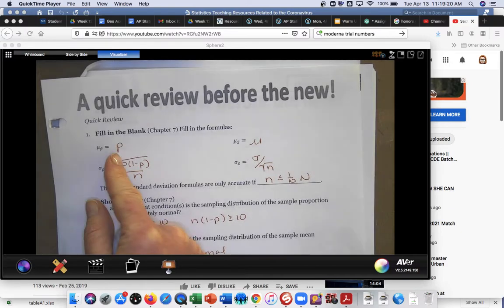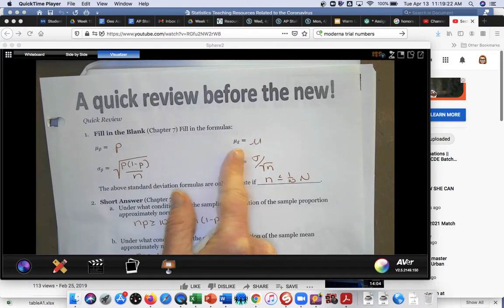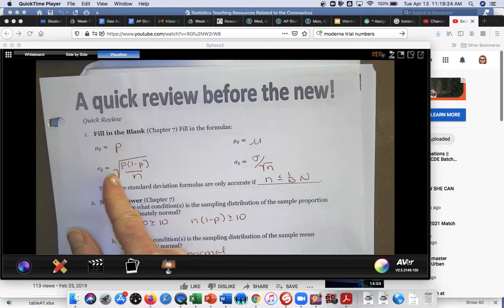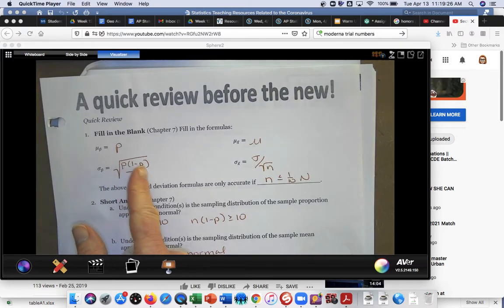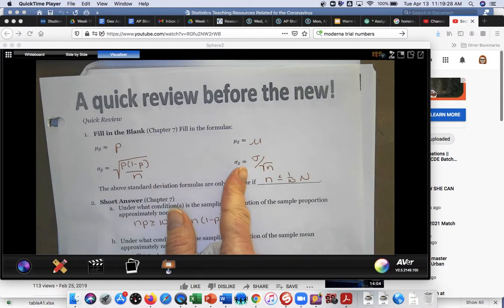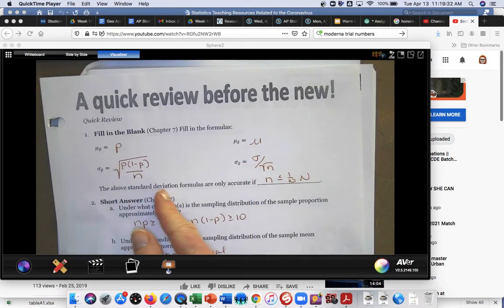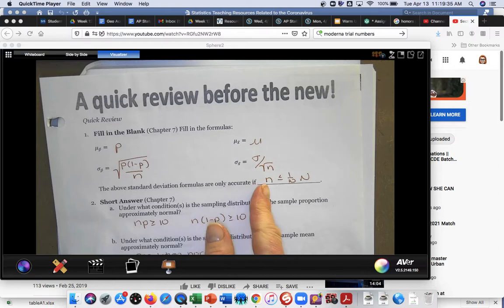So the mean of p hat is equal to p, mean of x bar is equal to mu, standard deviation of p hat is the square root of p times 1 minus p over n. Here's your standard deviation of x bar, sigma over the square root of n. These above standard deviation formulas are only accurate if your 10% condition has been met.